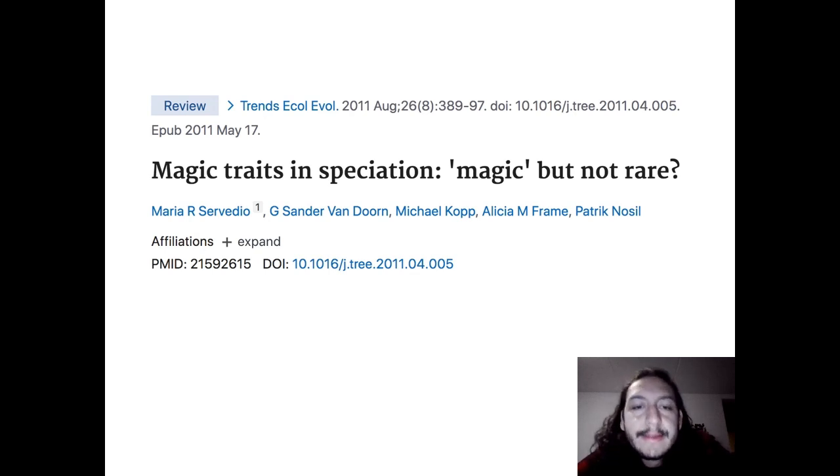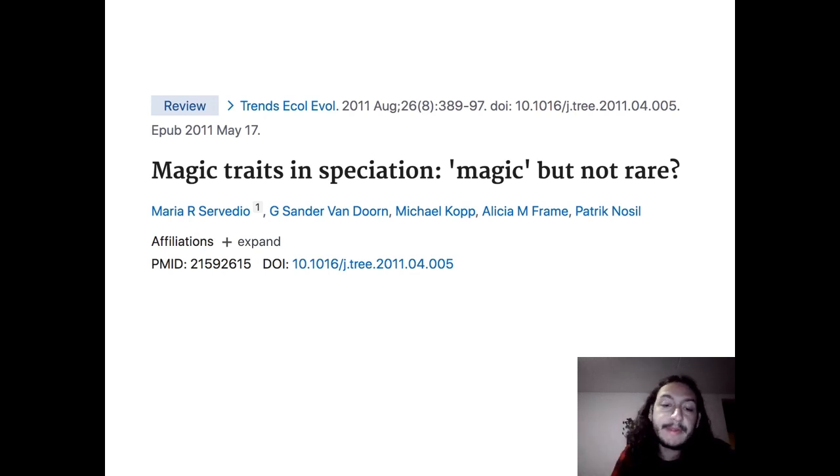Then there is this paper that is really interesting that makes the argument that magic traits that lead to speciation are not really that magic, but are also not rare. And, well, I forgot to tell you, but this example of the different color morphs that are coexisting in the same populations, in the same places, is an example of sympatric speciation. So we see how this can lead to two different processes, right?